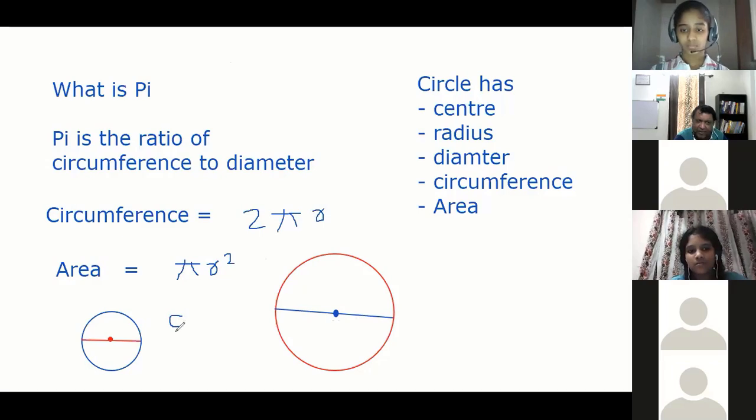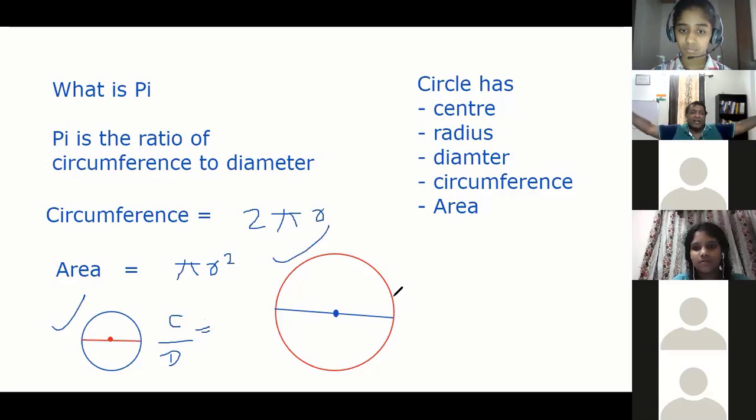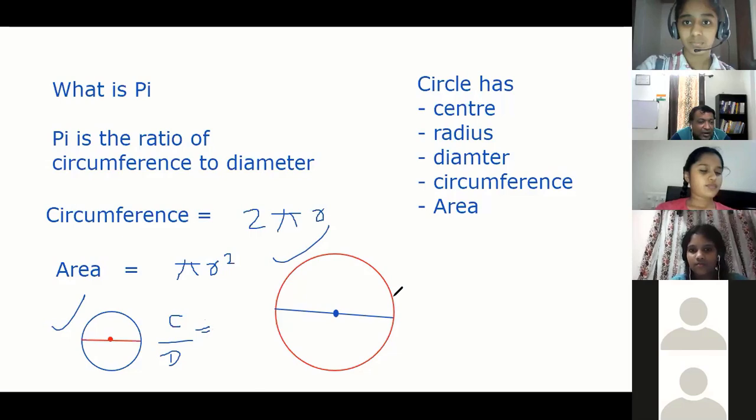circumference means the boundary length. And if I divide by the diameter, the central line, the ratio will always be the same. Whether you take a small circle, big circle, or the biggest circle, it will not change. Understood? Yes, sir. The ratio of circumference to diameter will never change.